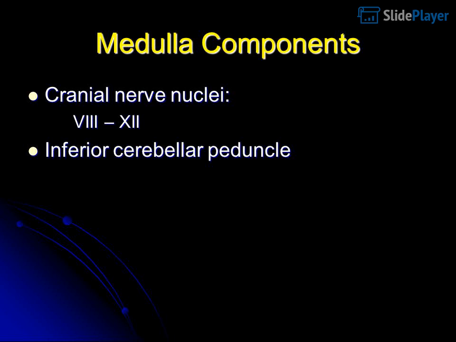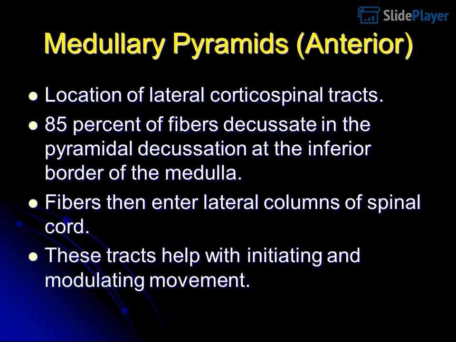8, 12. Inferior cerebellar peduncle. Medullary pyramids, anterior. Location of lateral corticospinal tracts. 85% of fibers decussate in the pyramidal decussation at the inferior border of the medulla. Fibers then enter lateral columns of spinal cord. These tracts help with initiating and modulating movement.